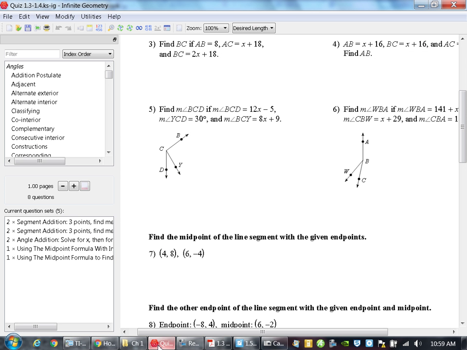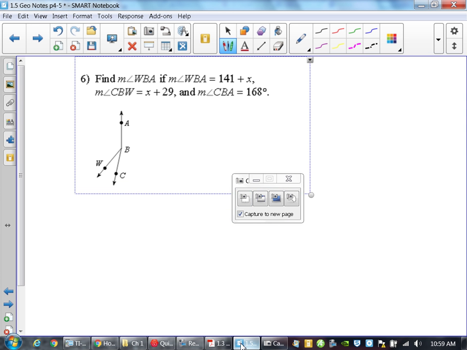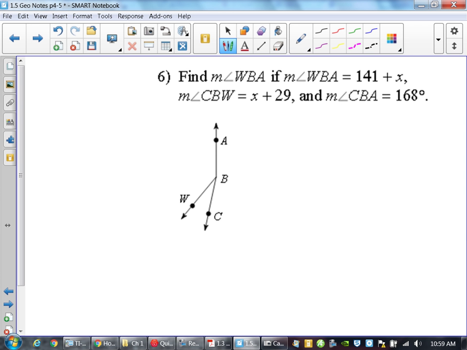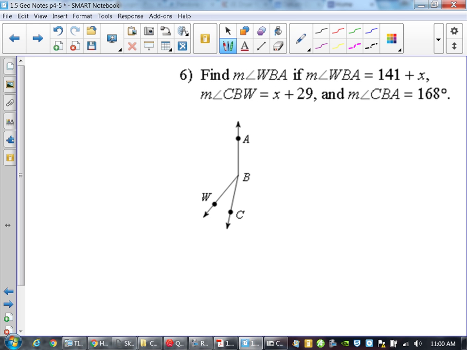So, let's see. Take a second to do this one. Take a second to do that one, please. So again, just start filling it in. What do you know? What are you going to show? CBA is the entire thing, so it has to equal 168. And just put the other one together. Set it equal.